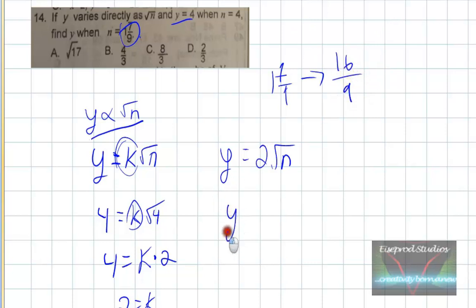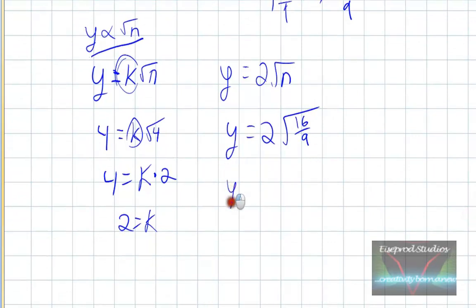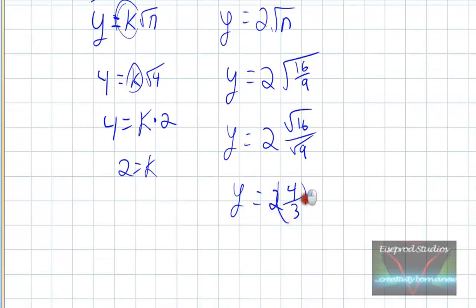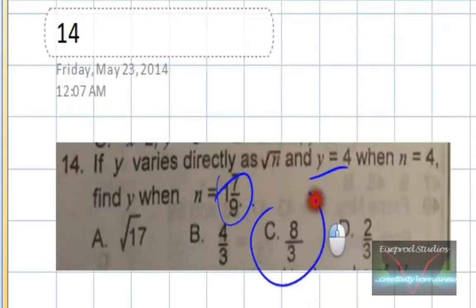And so now I want to say y is equal to 2 times the square root of 16 over 9. And when you're taking the square root of a fraction, you can divide it up like so. So now you have y is equal to 2 times the square root of 16 is 4, and the square root of 9 is 3. So it's 2 times 4/3. And so now that we know that, we can just go ahead and multiply 2 times 4/3, which is 8/3, because you multiply straight across. That's your answer.